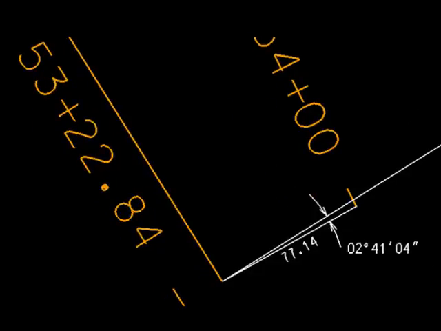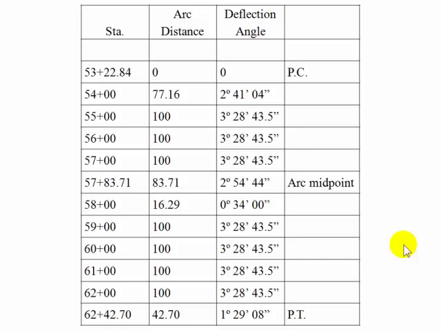So that simply means when we're sitting at the PC and we need to turn the angle and measure the distance to set point 54 plus 00, we're going to turn an angle of 2 degrees, 41 minutes, and 4 seconds. We'll calculate the distance, the chord distance, in a little while. We need to compile our incremental deflections. What I've done here is set up a table that would normally go in your field book if we were doing traditional curve layout like this.